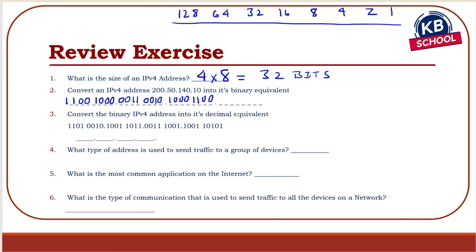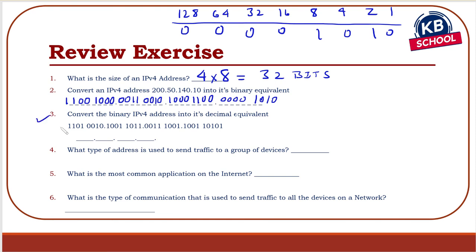The last one is 10. Small numbers are easy to do because 10 is 8 and 2. The rest will be all zeros. So it'd be 0000 1010. Good. Hope you guys understand that.